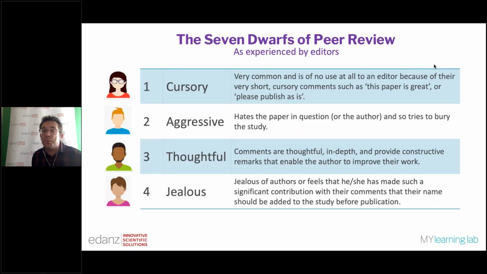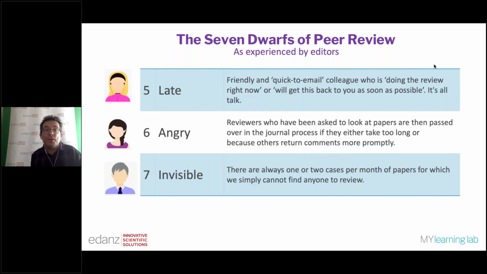As an editor as well, I put together a little guide here that helps you to understand the kinds of reviews that we tend to get as editors. I call them the 7 dwarfs of peer review. You can have a look at this a little bit later when you listen potentially to this recording. But you know, we get lots of different kinds of reviews: cursory, aggressive, thoughtful, jealous. That's where the reviewer wants to be one of the authors. Late, angry. I showed you an example of an angry email that we received at our journal a little bit ago. And then invisible.